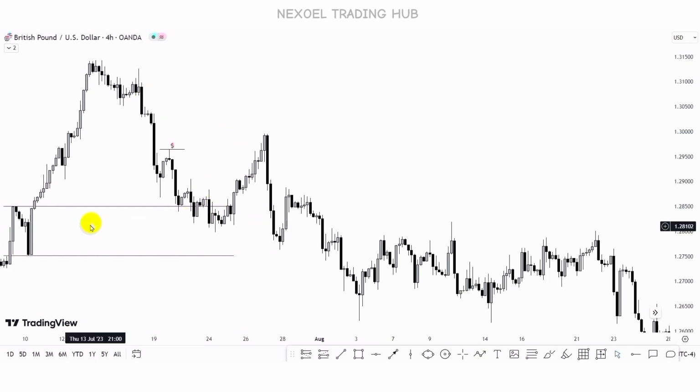So we can see the price return into this institutional order flow. Price did not push further to take out the external range liquidity, and then we have a bearish trend to the downside.